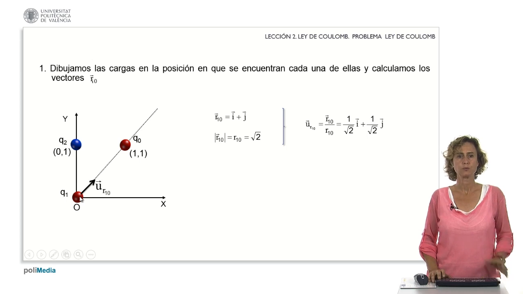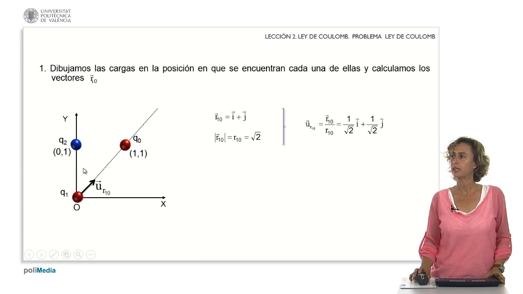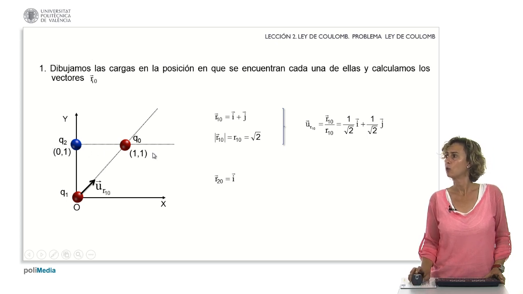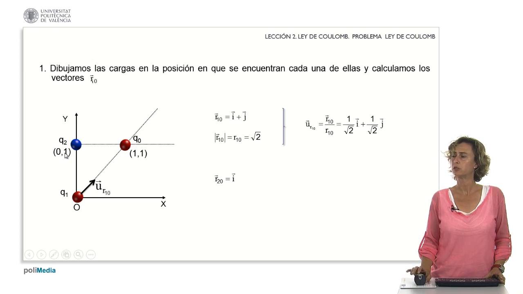We draw it. Next, what are we going to do? We'll do the same thing, but for the charge Q sub 2, that is, we'll determine r sub 2 sub 0. r sub 2 sub 0 will be (1 minus 0) i and (1 minus 1) j, which is 0. Then the vector r sub 2 sub 0 is the vector i. Its modulus is worth 1, and therefore the unit vector will be the unit vector i.